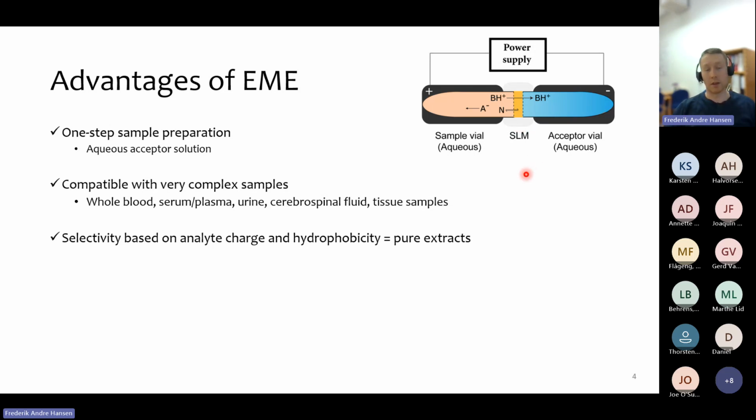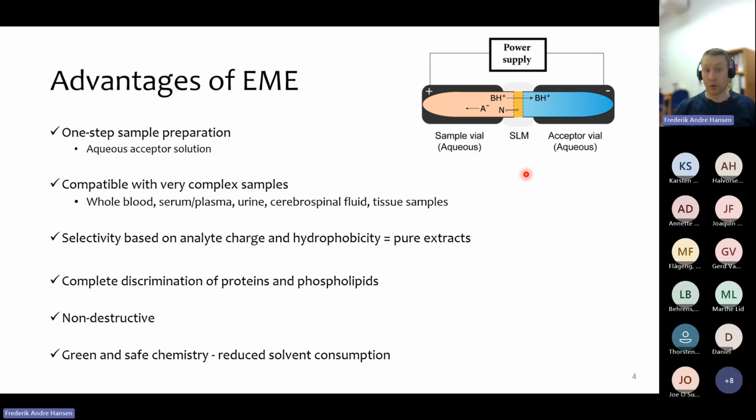So this means that we get quite pure extracts. And this involves the complete discrimination of proteins and phospholipids that, when you consider, for example, a blood-based matrix, are often the most troublesome components for LC-MS.